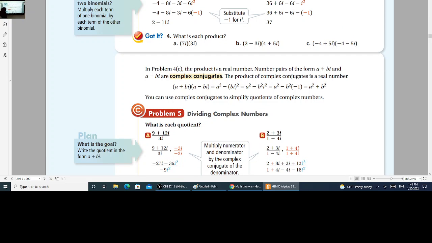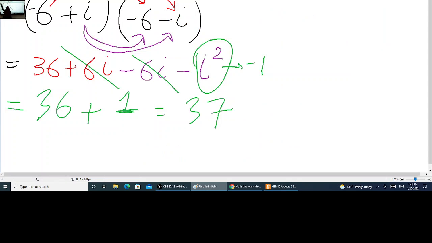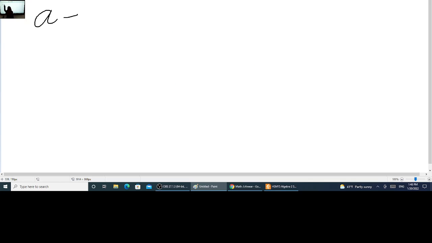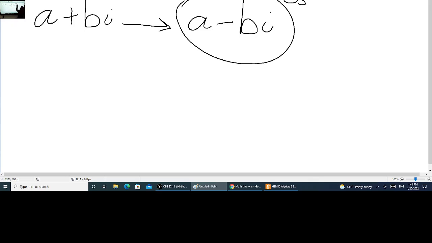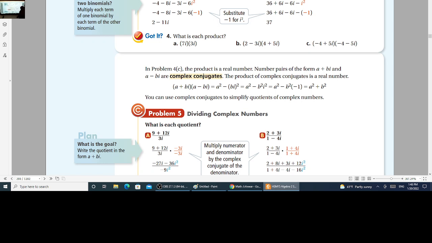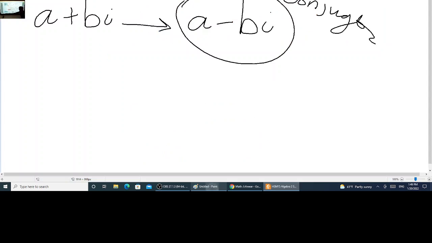Now we will talk about the complex conjugate. What's the conjugate of a complex number? If you have any complex number like a plus bi, then the conjugate of this number is a minus bi. This is the conjugate of this number.